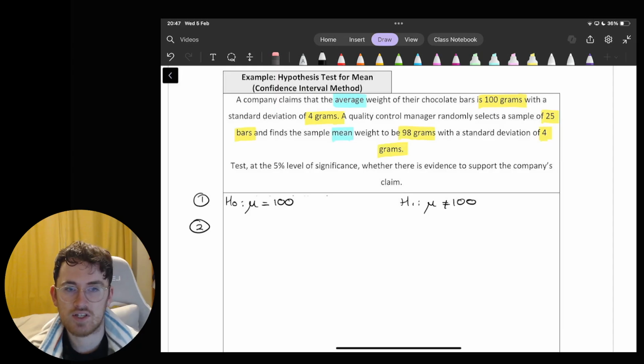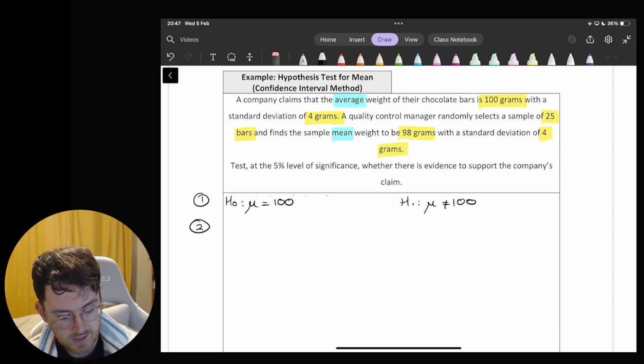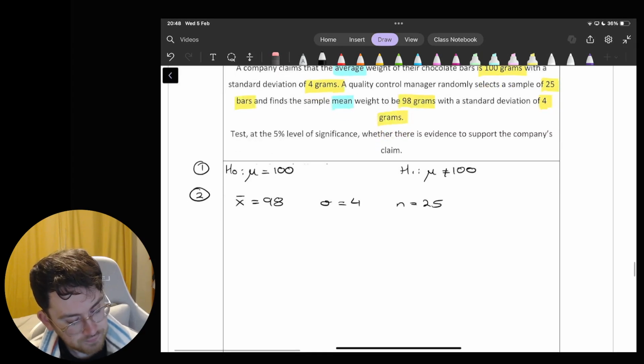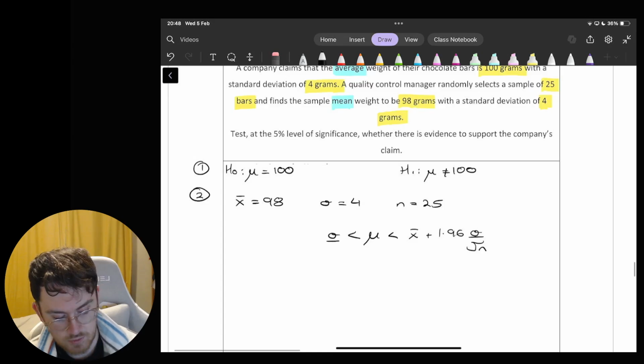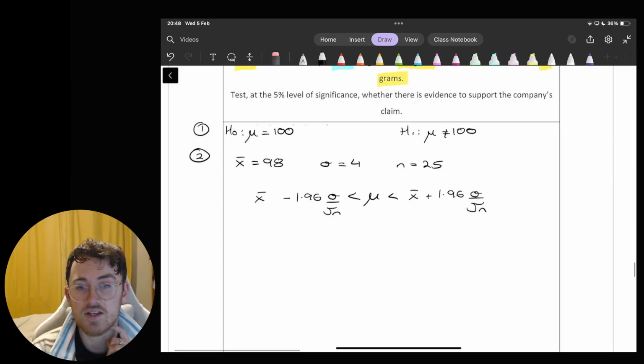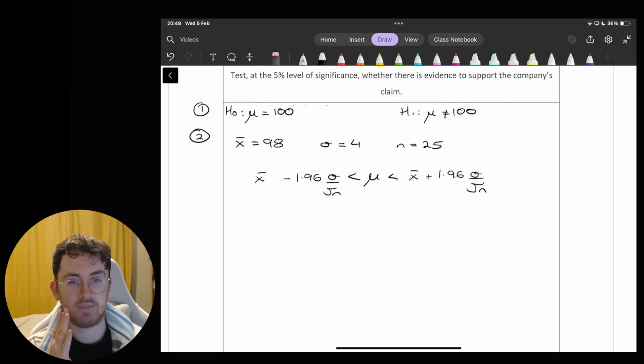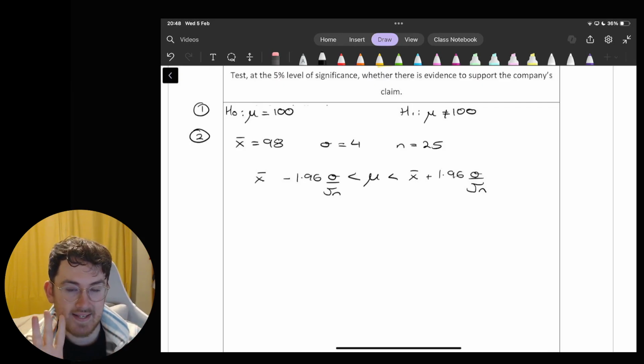Okay, second step is to conduct a test and decide what we're doing. We're going to do confidence interval here since that's kind of what we're sticking with. So we'll lay out all the information that we have. Okay, so we want to test confidence interval. We need X bar, which is sample mean, which is 98. We need standard deviation, which is 4. And we need sample size, which is 25. Okay, my confidence interval for the mean is X bar plus or minus 1.96 times sigma over root n, where sigma over root n is the standard error of the sample means. Okay, so essentially the standard deviation for those sample means, we want them to be within 1.96 standard deviations, okay, of the actual value there.